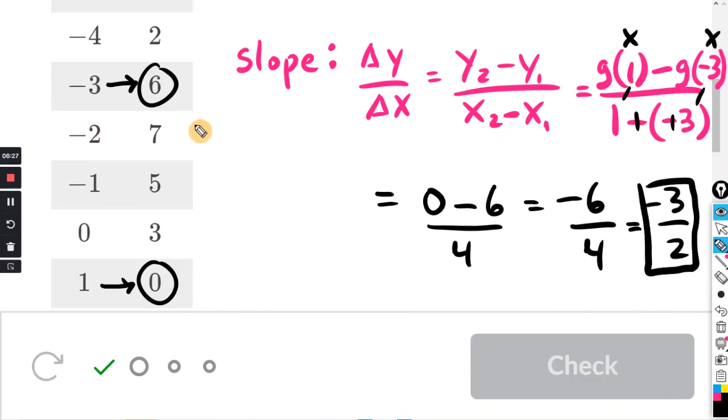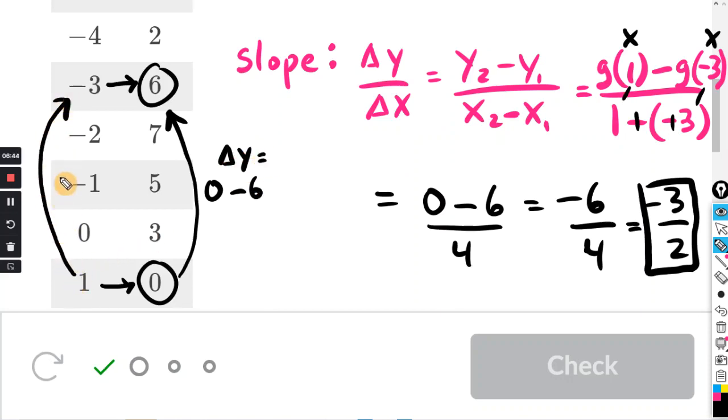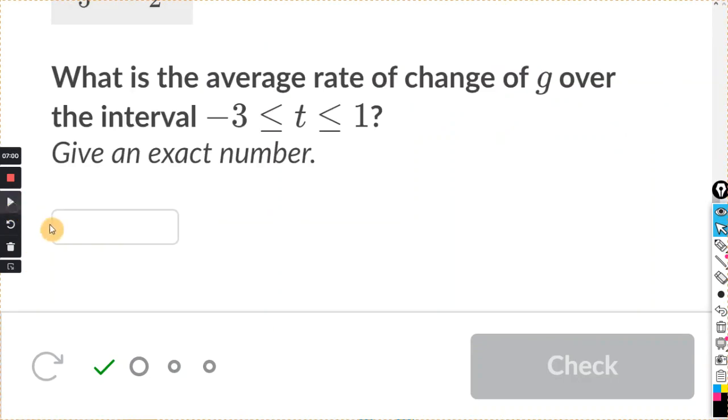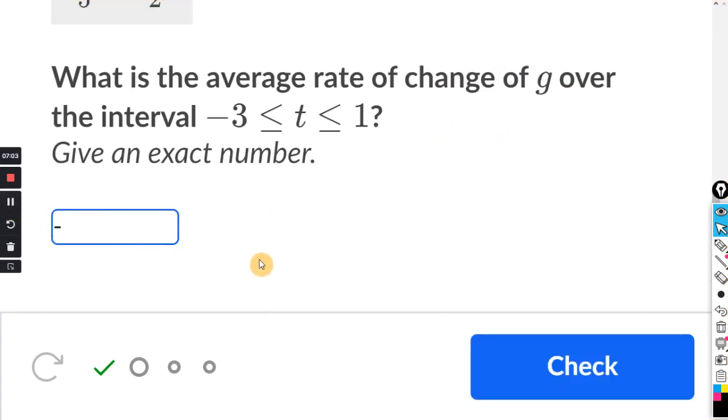Okay, so we basically did change in y, 0 minus 6. That was your change in y. And we did change in x, 1 minus -3. That's your change in x. Okay, this one was in the numerator, and this one here was in the denominator. That's all it is. All right, -3/2.